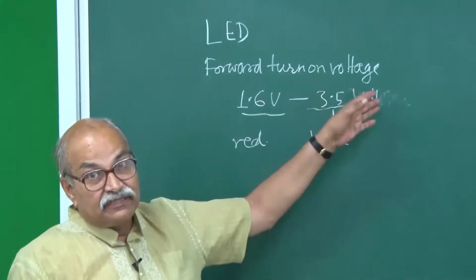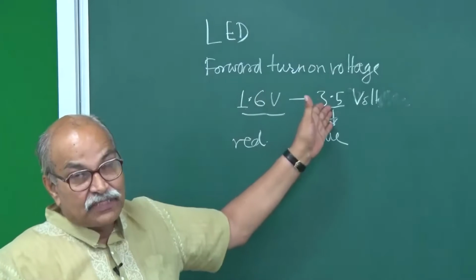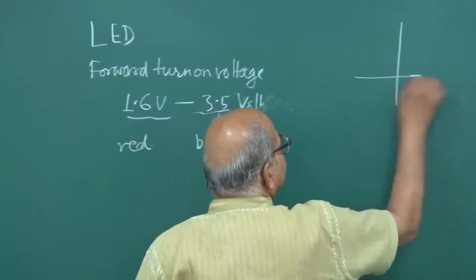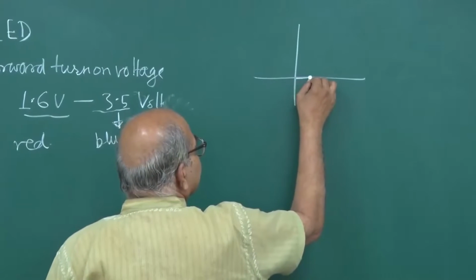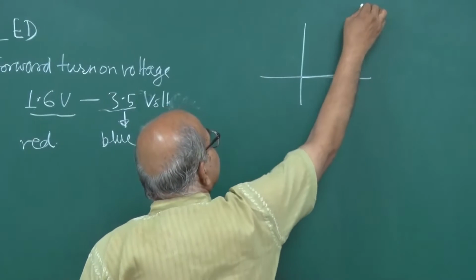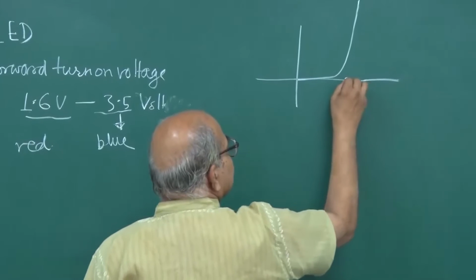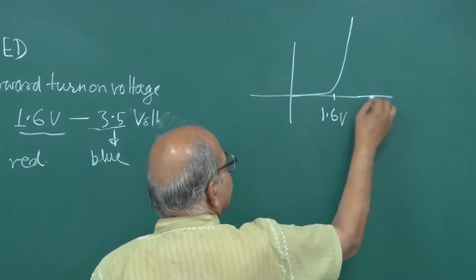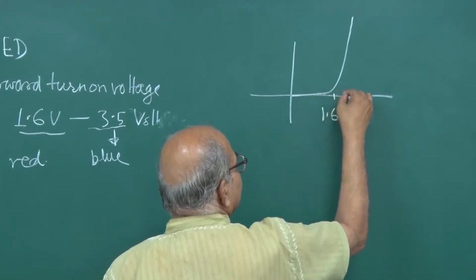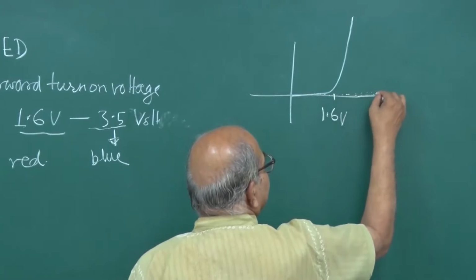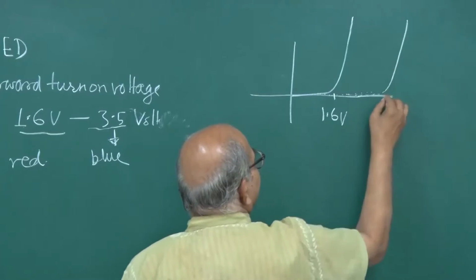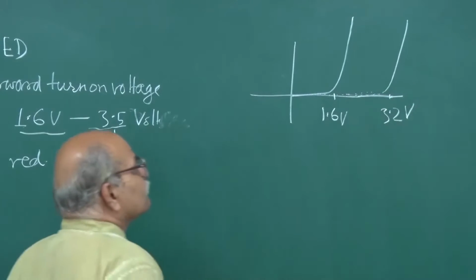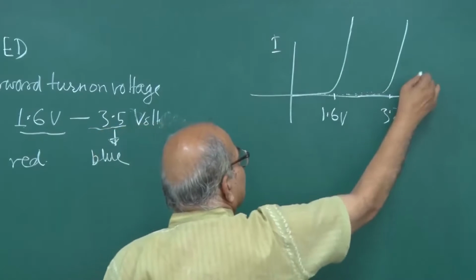And you should not give too much voltage after this forward turn on, because you know the diode characteristics. The diode characteristic in forward bias goes like this. Suddenly it increases. So if this is, let us say, 1.6 volt, and the other, let me draw another characteristic. Suppose one is this, and this is somewhere, let us say, 3 volts or 3.2 volts. This is I and this is V. This is forward biased.